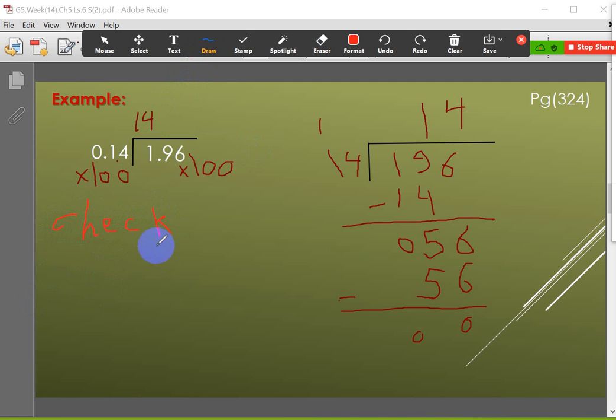Girls, stop typing on the chat. Okay. So I will multiply the quotient or the divisor with the quotient. Now let's see.